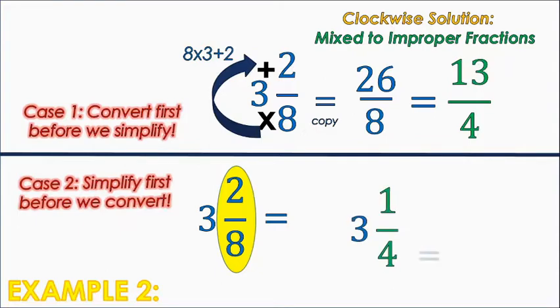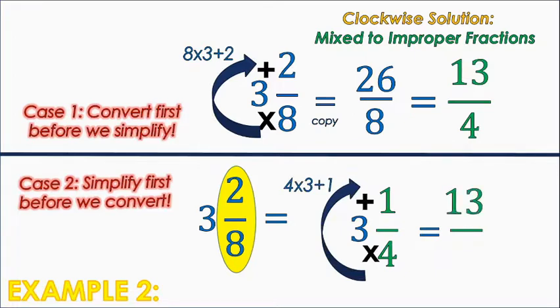Now, let's convert it following the clockwise solution. 4 times 3 plus 1 will give us 13. Then copy the same denominator, 4. So again, even though we use a different method, we still arrive at the same answer. On our last example, let's try to answer the question, which of the two cases is easier?